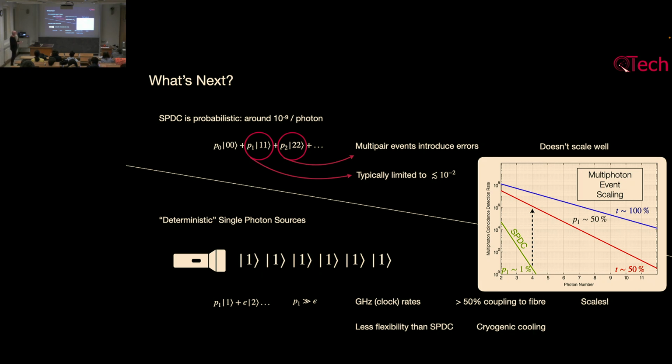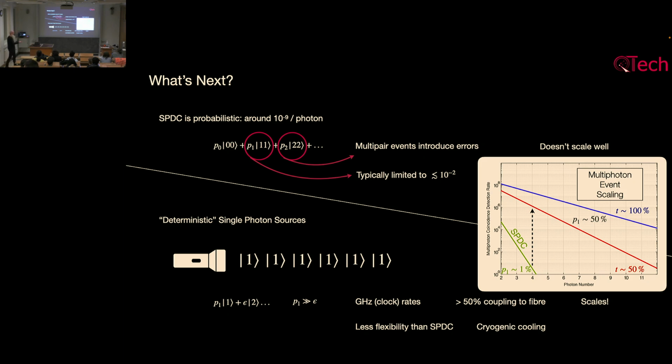Whereas for deterministic sources, in the ideal case, you're out here. But even if you have something that generates only at 50% and you have detection at 50%, you're following this line. And here, we go from a few events per second, up to megahertz, just for 4 photon events. And even for 10 photon events, we've got hundreds of events per second.